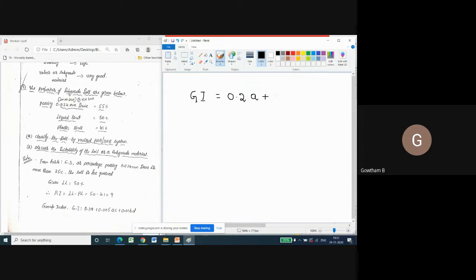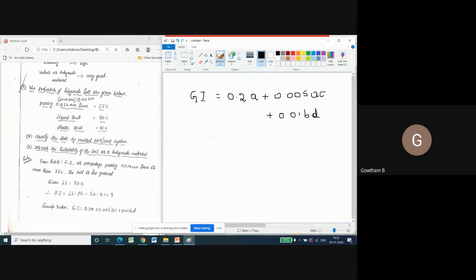plus 0.005 into A into C plus 0.01 into B into D. I already explained in your theory class what A, B, C, and D stand for. So now I'm straight away explaining the problem.